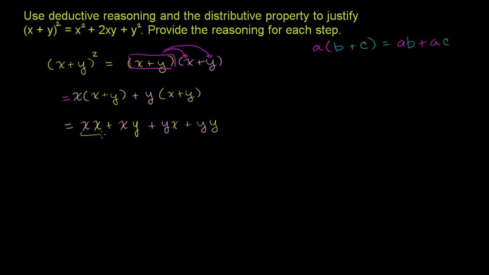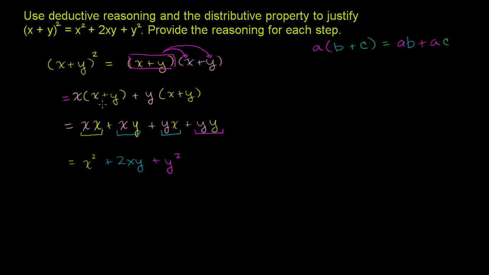X times x, that is the same thing as x squared. So this is equal to x squared. This right here, xy, we have 1xy, but then we have yx, which is also the same thing as xy. It doesn't matter what order you multiply in. So xy plus xy is 2xy. And then this last term, y times y, is the same thing as y squared. So we're done. We've used deductive reasoning.